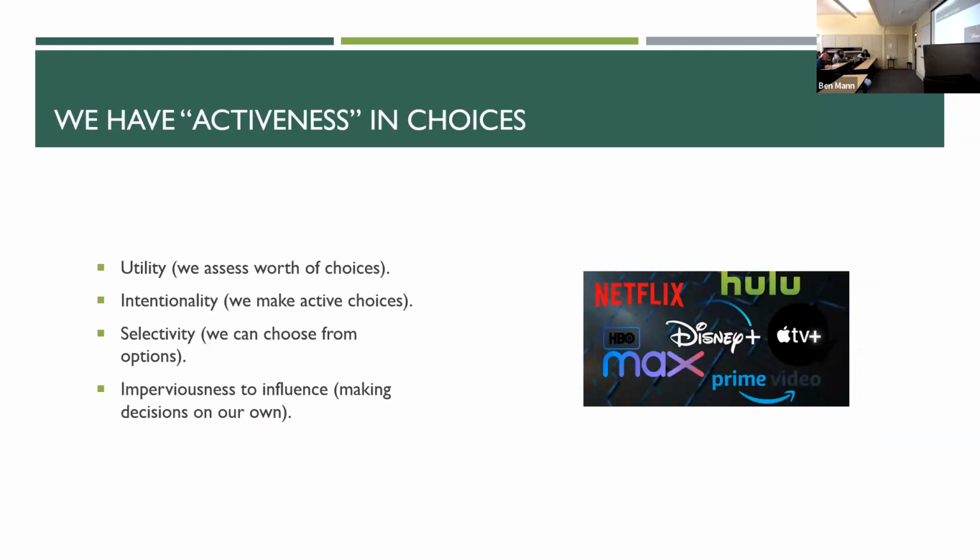We also are active in the choices that we're making with regard to the media that we're using, right? We're assessing its utility, how useful is it, how much content does it have, in what way is that content engaging with us? Is it intentional? We make active choices about media that we're using. We have options to choose from, again, thinking about the streaming wars and different platforms. And the idea is that we are to some degree impervious to influence: while social factors can influence our needs, ultimately we're making our own choices about, for instance, the accounts that we choose to have, the social media that we might choose to engage with.